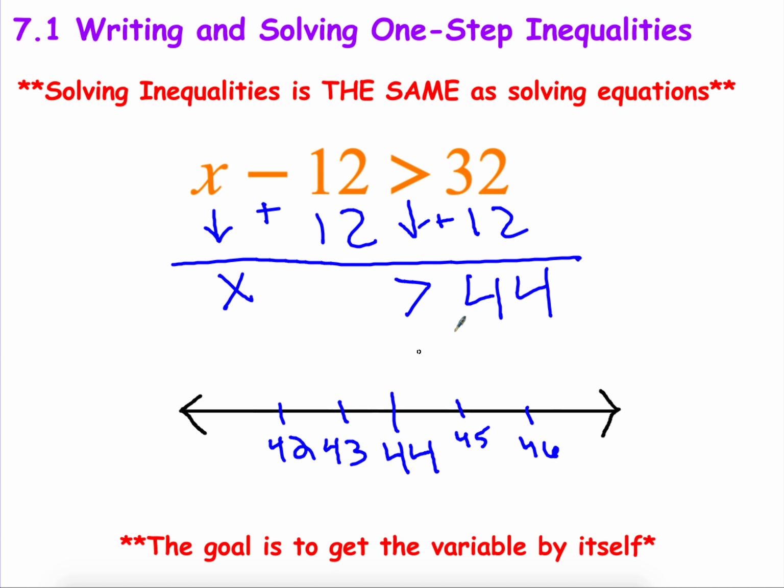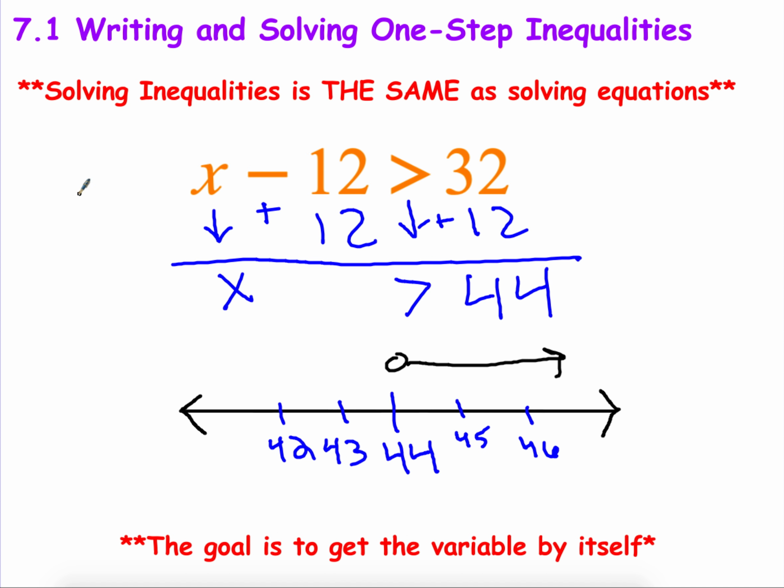I have to ask myself, do I have an open or a closed circle? This is why that video on graphing inequalities is important. Because it's greater than, it's an open circle, because 44 is not part of my solution. And x is larger than 44, so I need to look at the numbers that are bigger, 45 and 46. That means I'm going to graph to the right. If I plug any of these values to the right of 44 on the number line into this inequality, it would be true.